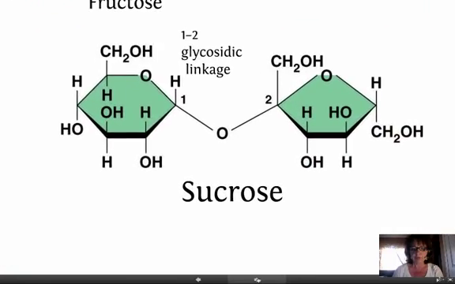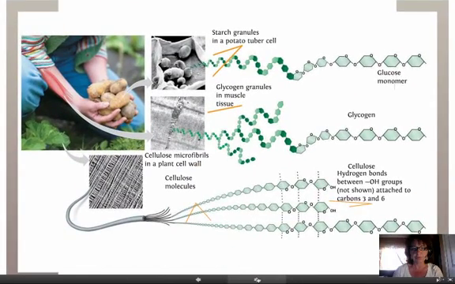There's sucrose. Sucrose is not so good for you because fructose is not so good for you. We'll get into that another day.